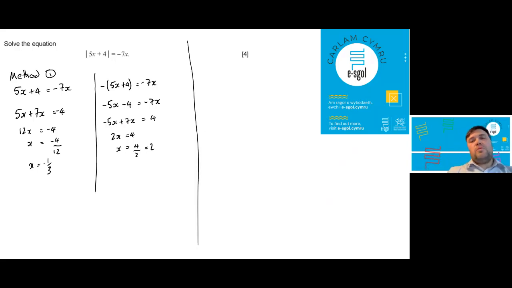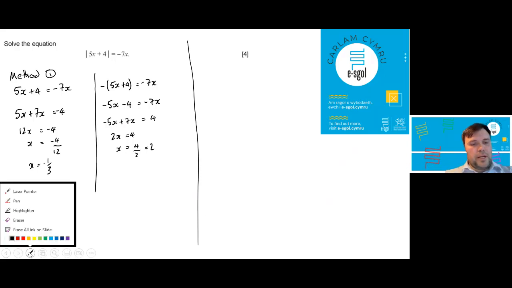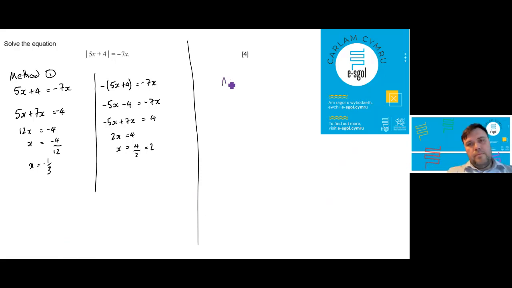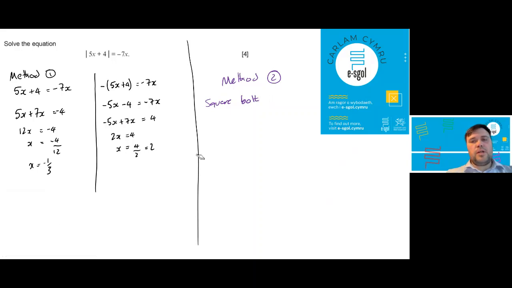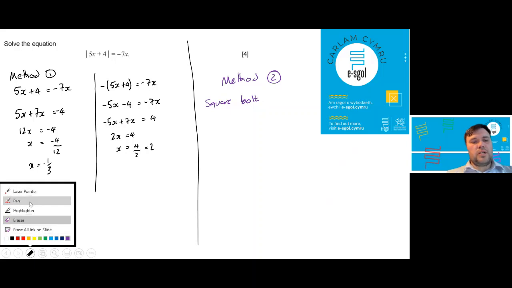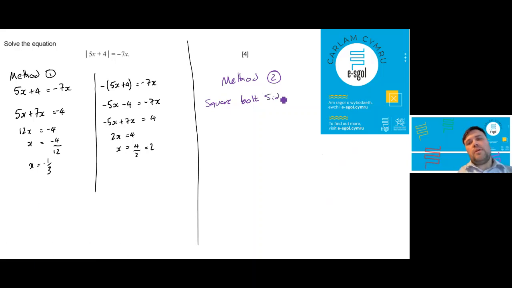Now, how I prefer to do it, which would be method 2, and I'll use a different color pen. So method 2 is you square both sides. In squaring both sides, you're going to get a quadratic, and then you solve that quadratic. How you solve that quadratic is either by factorizing, completing the square, or using the quadratic formula. So you're going to have 5x plus 4 all squared equal to minus 7x all squared.